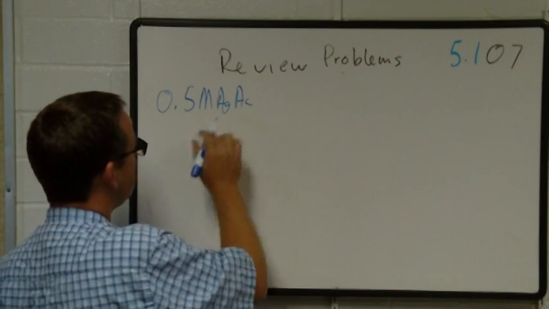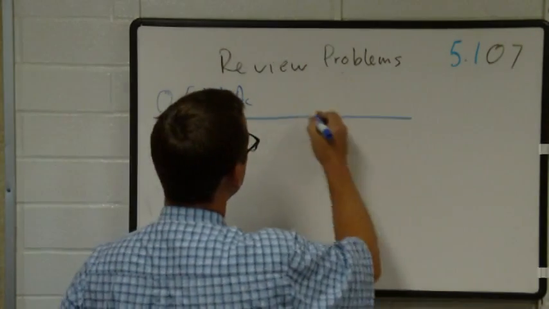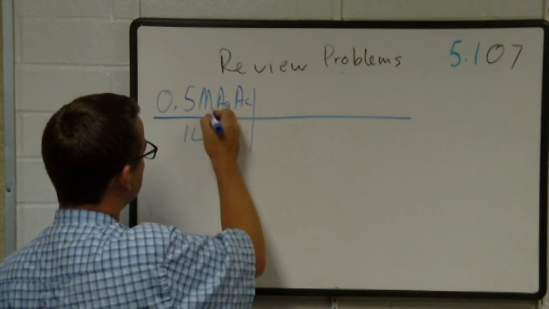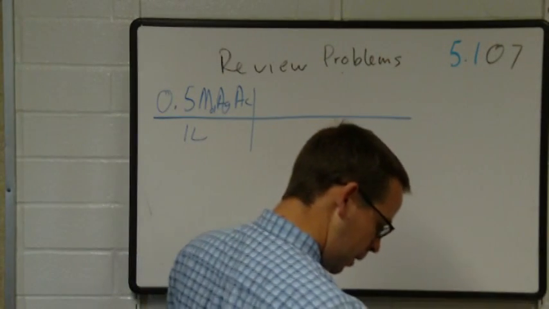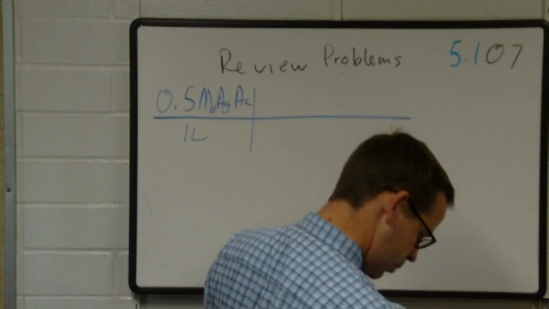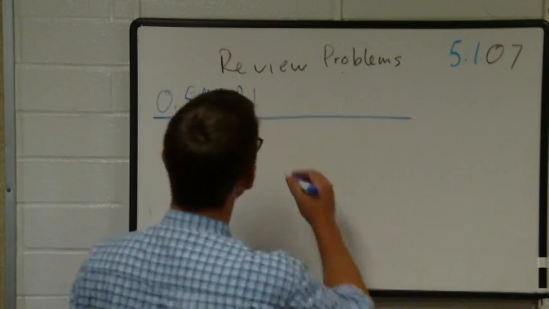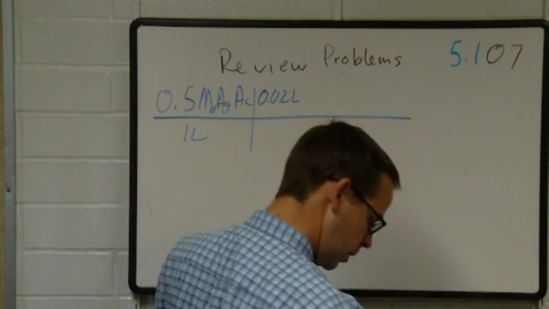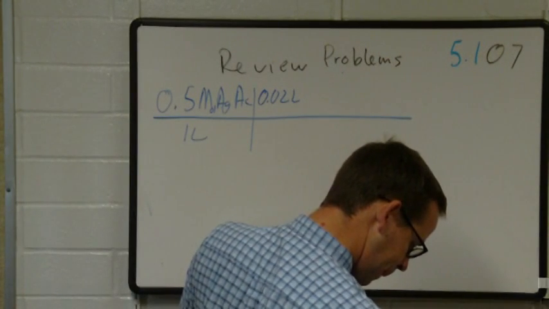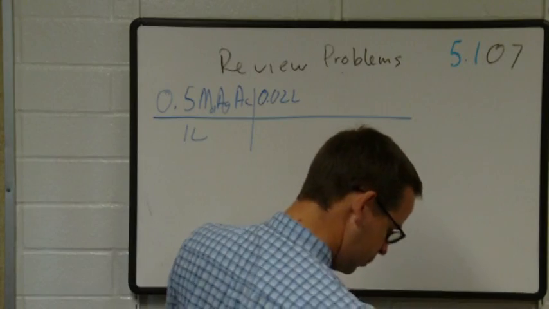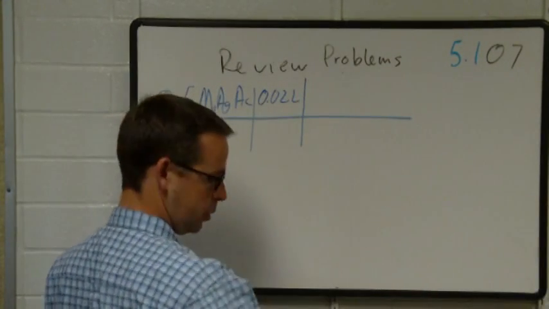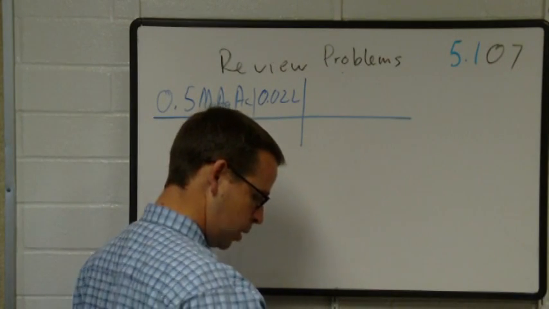All right, so we have 0.5 molar silver acetate. We're just going to abbreviate the acetate ion like that, acetate. That's 0.5 moles for every 1 liter, right? So we can change that to moles. It's 20 milliliters of that, or 0.02 liters of the silver acetate solution. How many milliliters of 0.25 molar aluminum chloride?